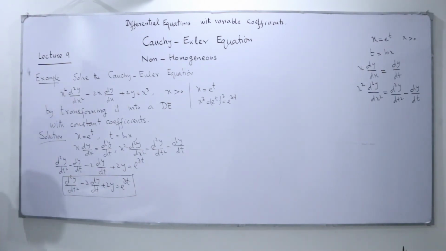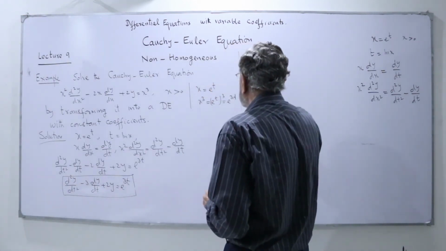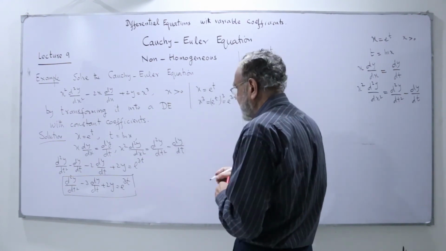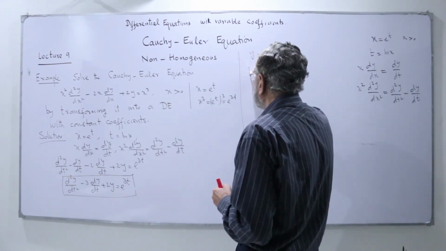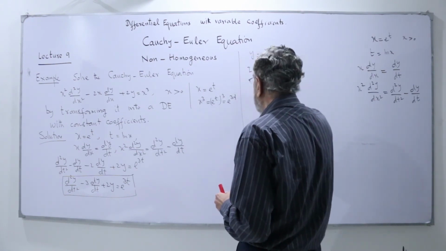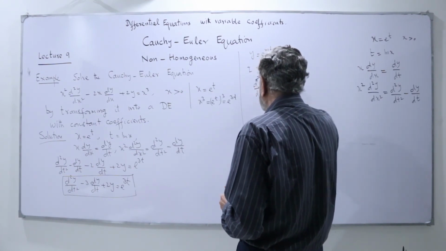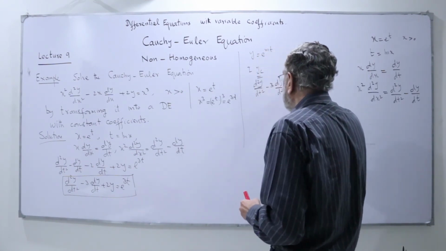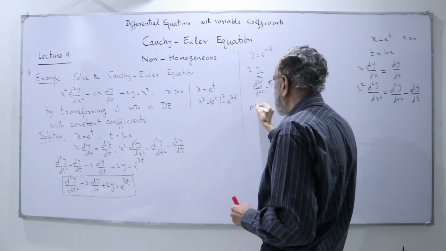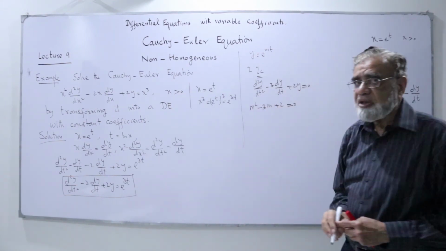Now I solve this differential equation. To solve it, I use the substitution y equal to e to the power mt. First I find yc, for d2y by dt squared minus 3 dy by dt plus 2y equal to 0. That gives me m squared minus 3m plus 2 equal to 0, as I discussed before.